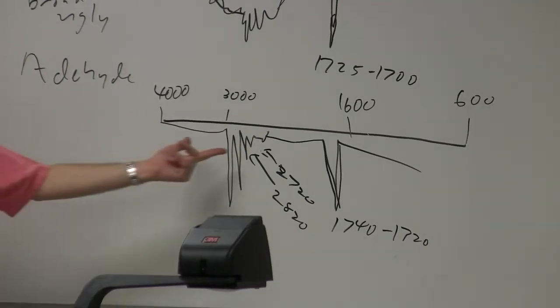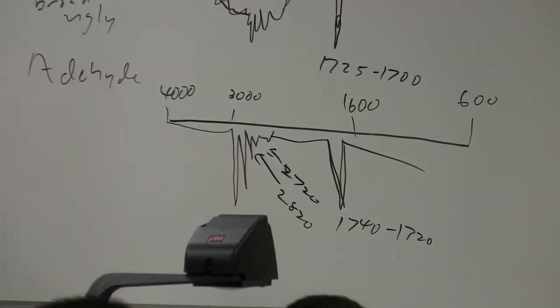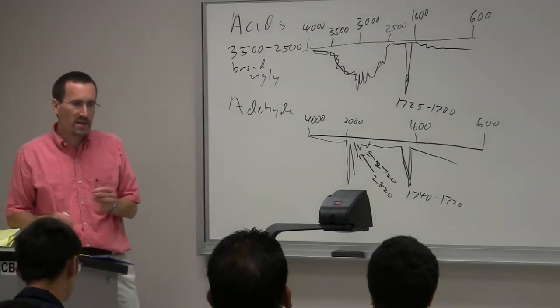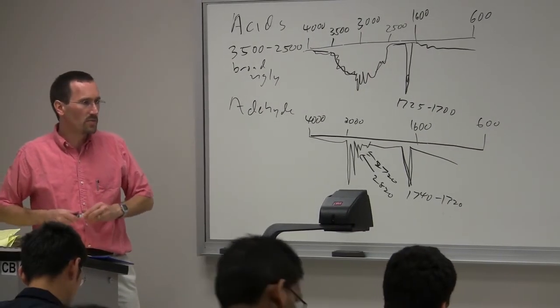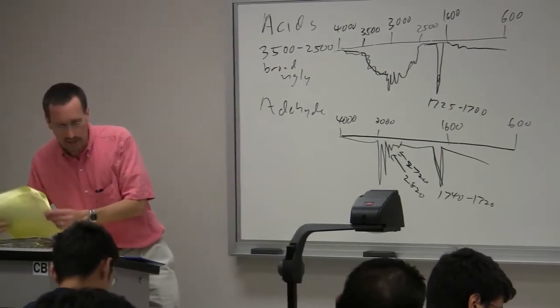Now, if I had an IR spectrum like that, the next thing I'd do is look at my NMR spectrum and see, is there a peak from about 9 to 10 parts per million that I'd expect associated with an aldehyde.